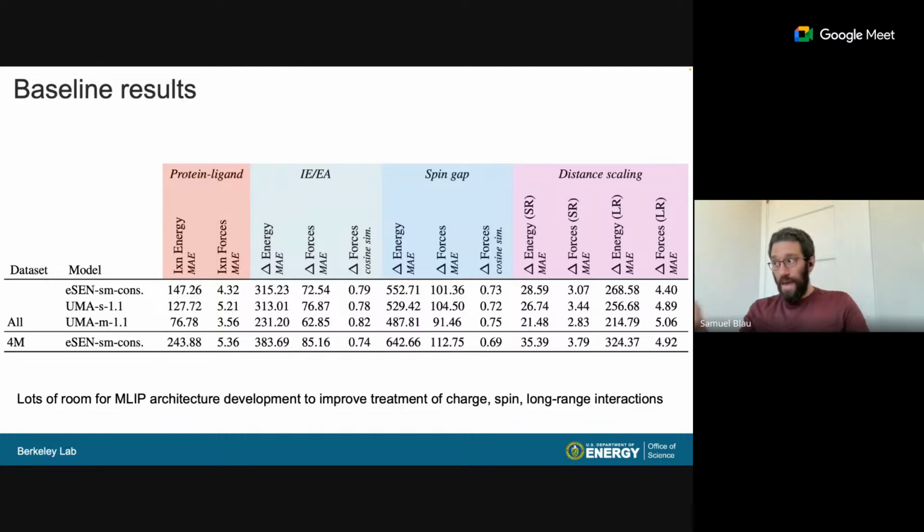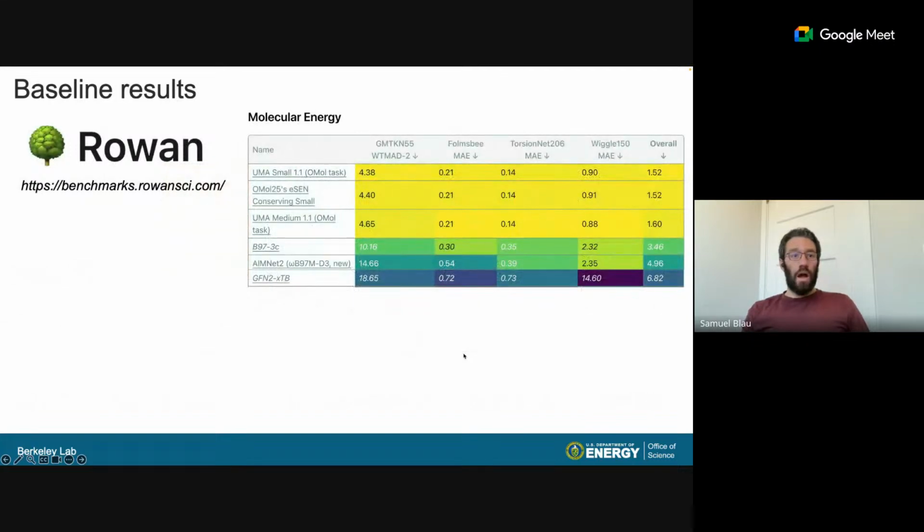So this is meant to highlight a clear limitation of current models, which we expect to get much better in the coming months and year or two. So I just want to talk a bit about other benchmarks that another group has done. This is specifically from the Rowan computational chemistry startup, which I'm a big fan of.